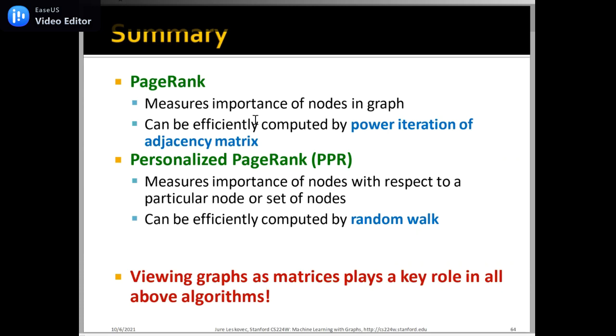And then we see a variant of the PageRank, the personalized PageRank. Basically, it's a slight modification of the random walk with restart problem. And also there's a highlight on the slides. It says that viewing the graphs as matrices plays a key role in all the algorithms, right? So you can always represent these operations or these probability vectors in vectors and matrices.